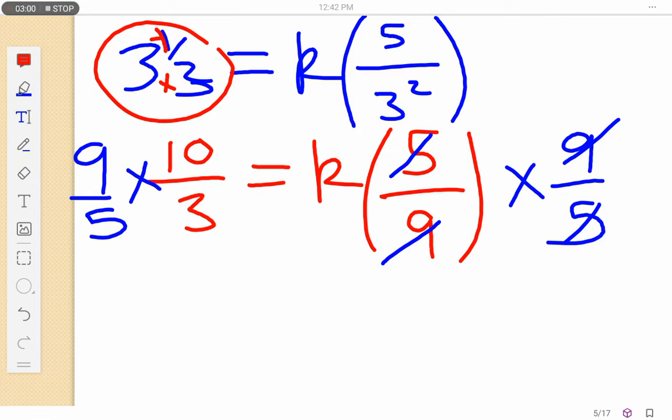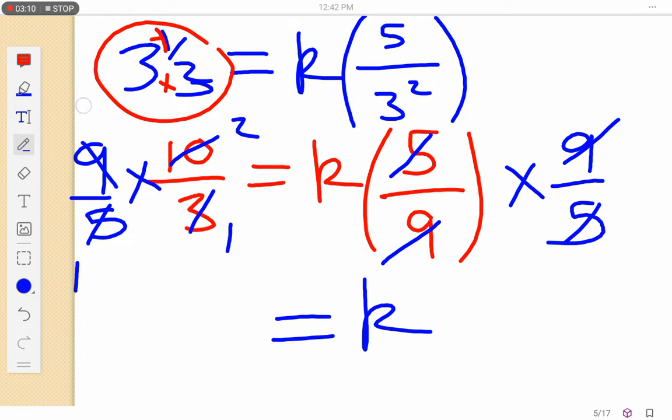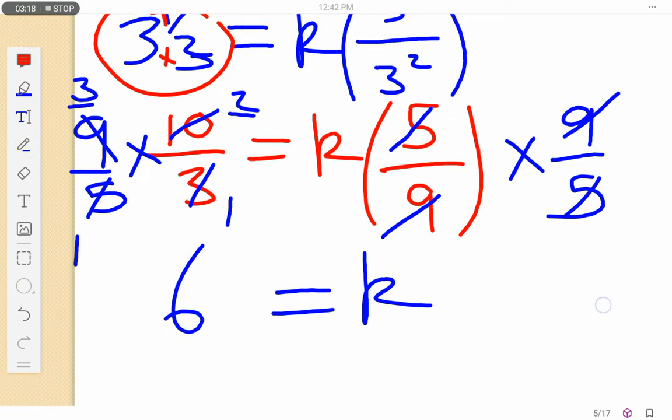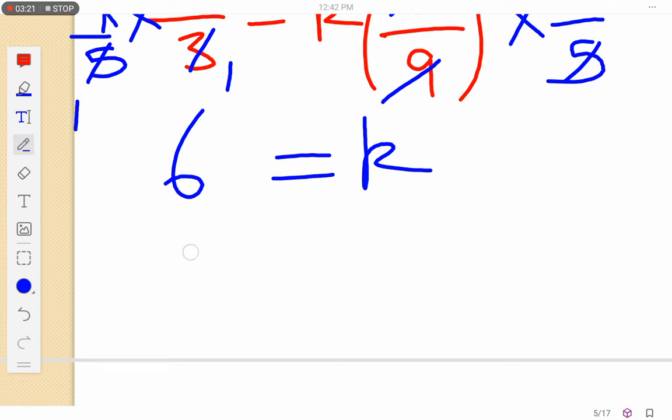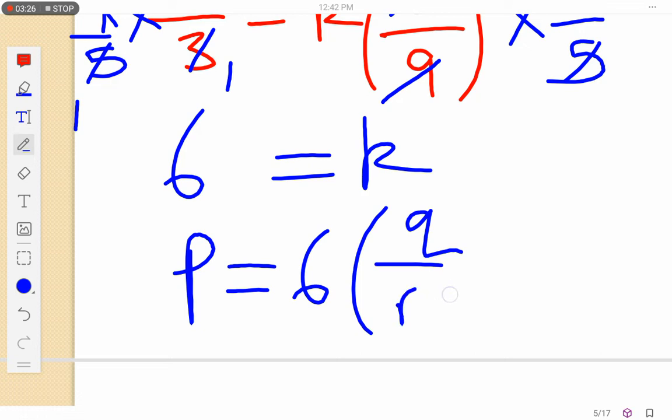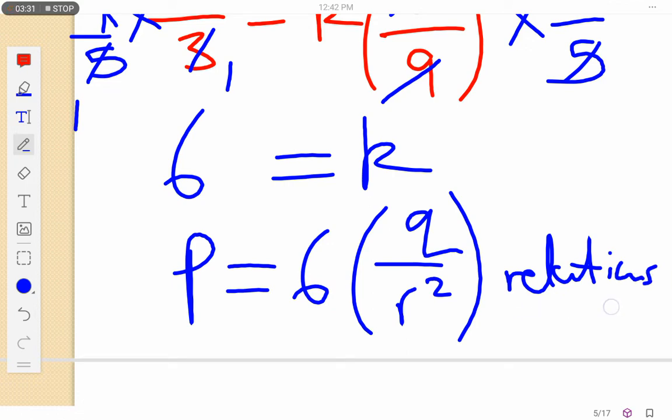Let's do that. On the right side, I'll end up having a K. Then on my left side, 5 into 5 is 1, 5 into 10 is 2, 3 into 3 is 1, 3 into 3, 3. So I have 3 times 2, then I get a 6. So the value of K there is 6. And if we write the relationship, it becomes P is equal to 6 by Q over R squared. So this is the relationship. Now we are going to use that relationship to find the unknown values.